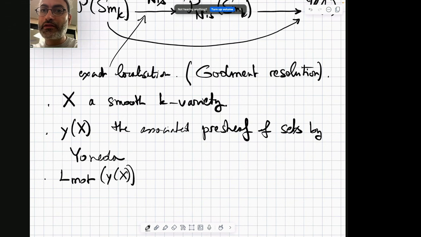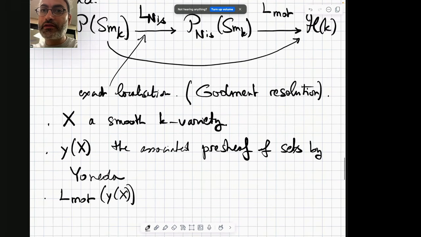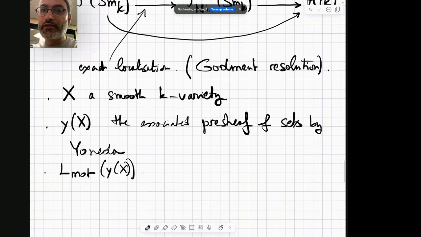And then we get something which is a priori maybe a bit more interesting than X. Like Y of X, as a space, is discrete, so the direction is kind of constant. But then when you apply this motivic localization functor, a priori you could get something which has more interesting homotopical information in it. One way to think about this is that this is the motivic homotopy type of X.